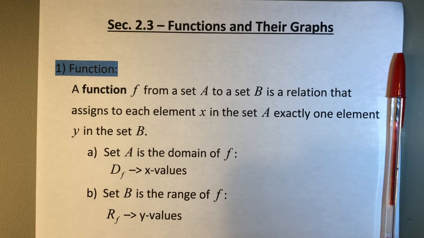Okay? So this is just a formal definition of a function, but as long as you understand that for every x value you can only have one and only one y value, then you have what's called a function. And we'll be looking at the function notation and the domain and range of a function as we progress through this section. Okay?